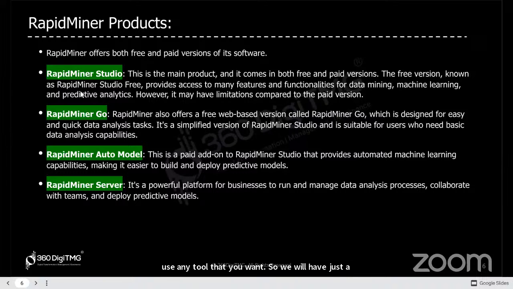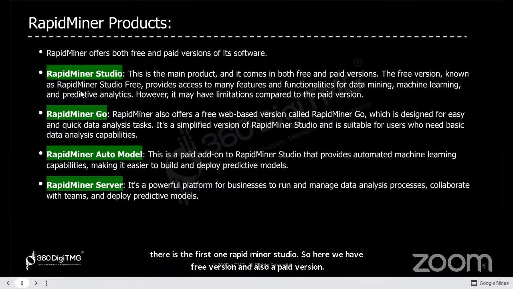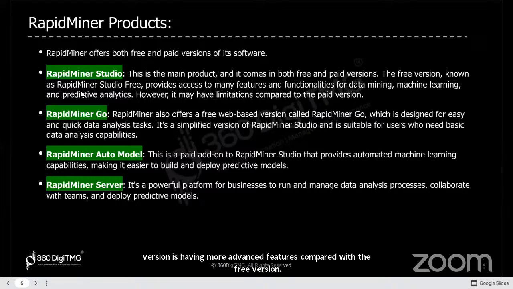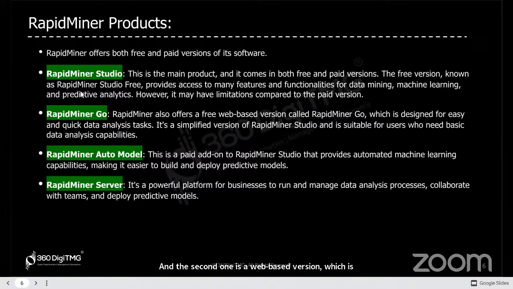So there is the first one, RapidMiner Studio. So here we have a free version and also a paid version. Basically, it is useful for data analysis purposes. Comparing the paid version with the free version, the paid version has more advanced features. And the second one is a web-based version, which is RapidMiner Go. If you want to deal with quick and easy data analysis tasks, you can go for RapidMiner Go.